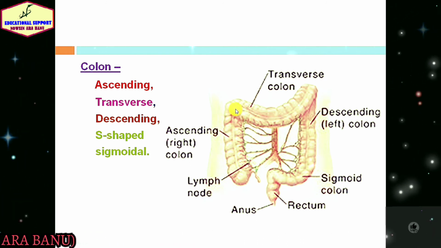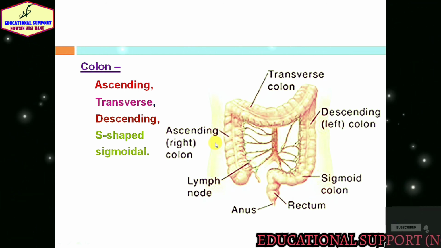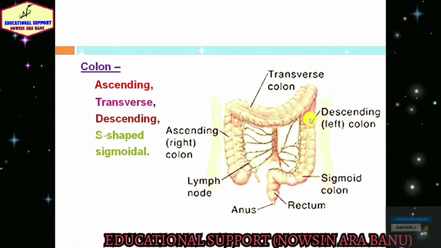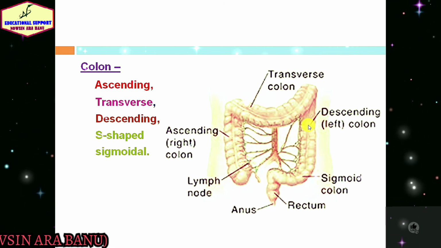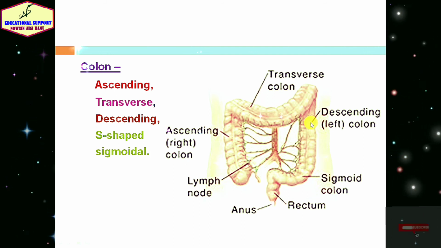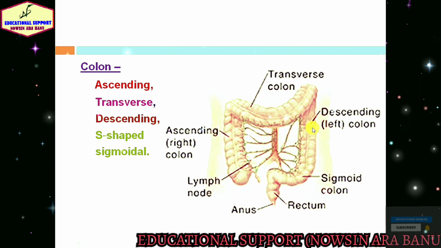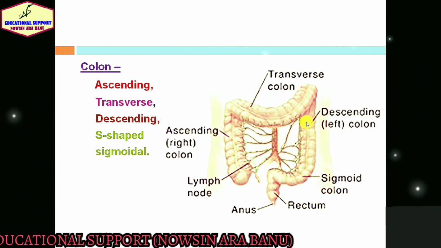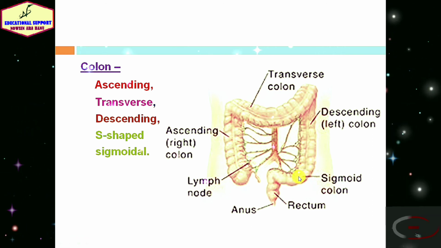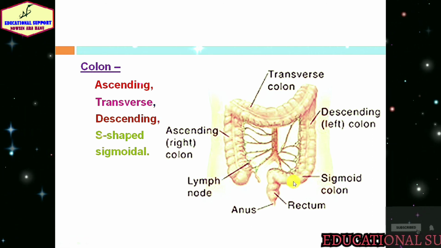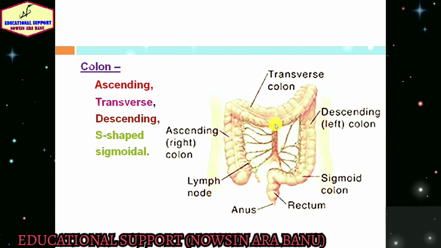The transverse colon extends from the right colic flexure to the spleen, where it turns another 90 degrees to point inferiorly. This turn is called the left colic flexure. The descending colon extends from the splenic flexure to the beginning of the sigmoid colon, and the sigmoid colon is the part closer to the rectum and anus. So this is the picture of the colon.